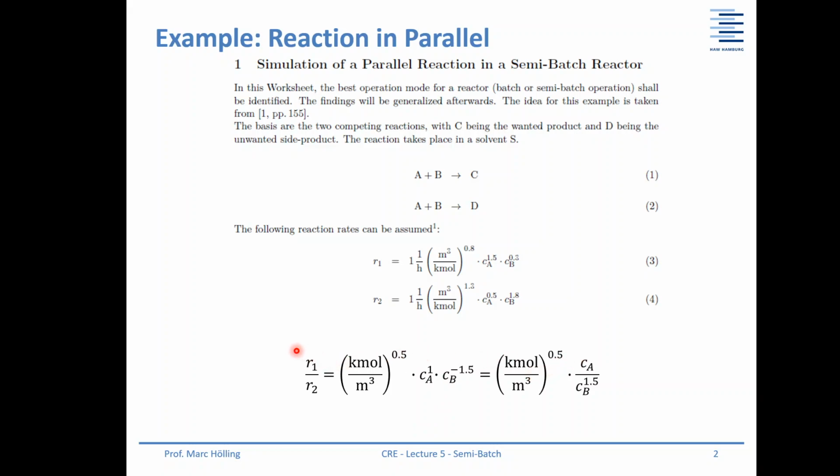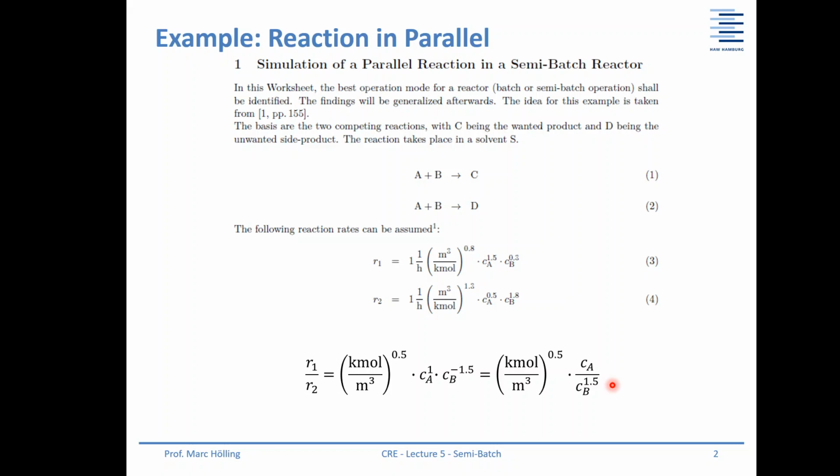So you can write your ratio of reaction rates as this weird units fraction, and then you have C_A over C_B to the power of 1.5. And if you want to make sure that your R1 is bigger than R2, then you can find out that you have to make sure that C_A is quite high and C_B should be quite low. Okay, this is what we had in mind.